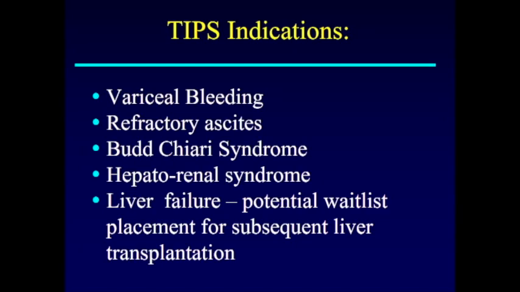What are some of the indications for TIPS shunts? Variceal bleeding, refractory ascites, the Budd-Chiari syndrome, hepatorenal syndrome, and liver failure, to give the patient a chance to become a potential candidate for liver transplant by being put on the wait list because of an intermediary help from the TIPS shunt that allows the patient not to continue to go into liver failure. So it's kind of just a middleman while the patient still has hope to be placed on the transplant list for definitive treatment.